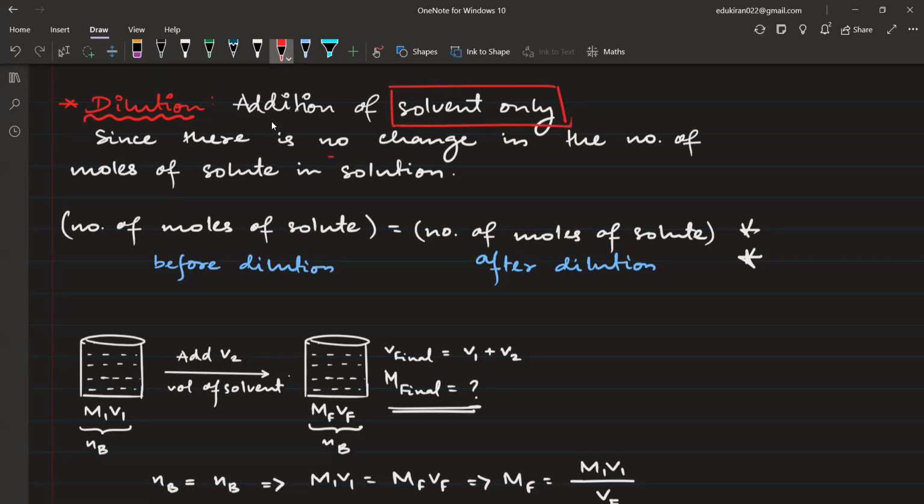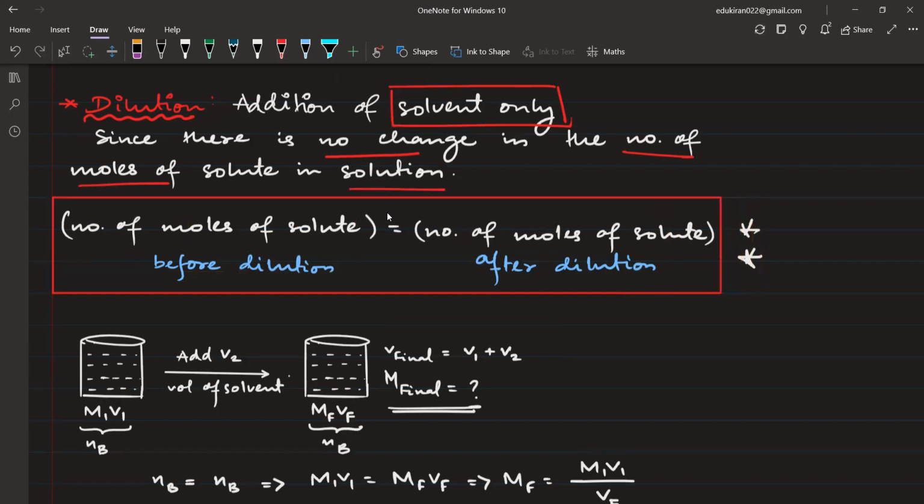That means since there is no change in the number of moles of solute in the solution, I can write number of moles of solute will be equal before and after the dilution. Before dilution, number of moles of solute will be equal to 2 moles. So after dilution, the number of moles of solute कितना होगा? 2 moles. Molarity will change because the volume has changed on addition of solvent. Please understand, it's very clear. The number of moles is not changing because we are not adding or removing any number of moles of solute.